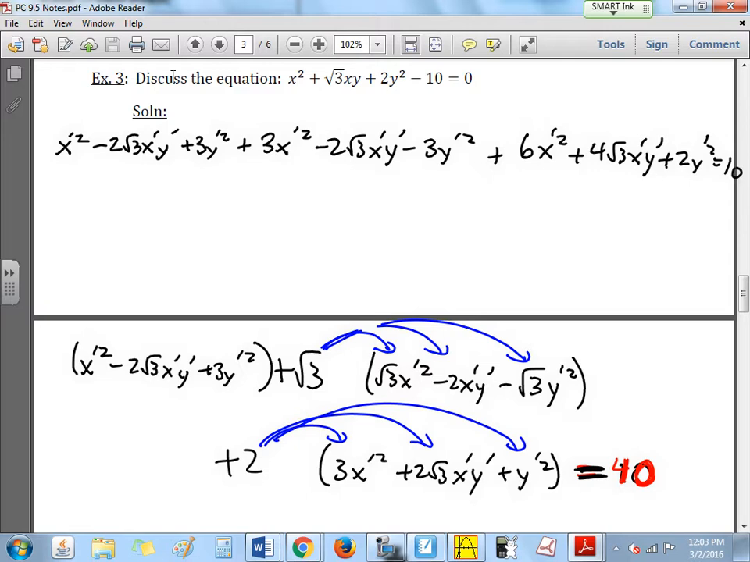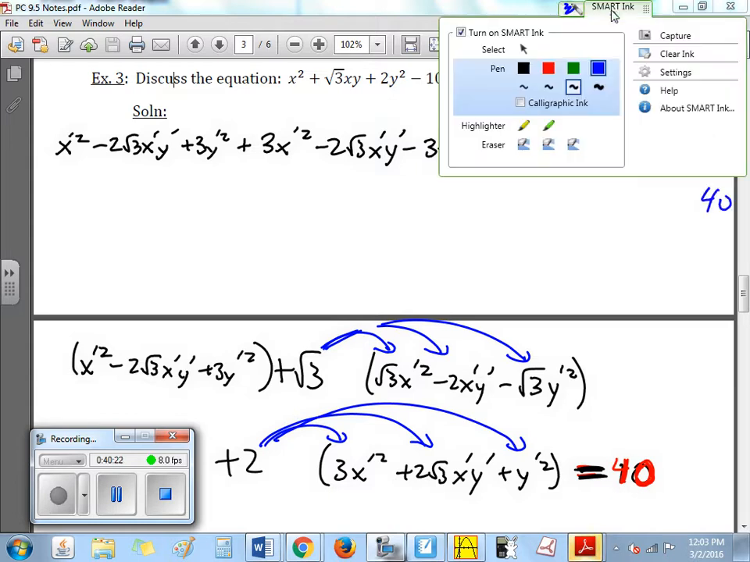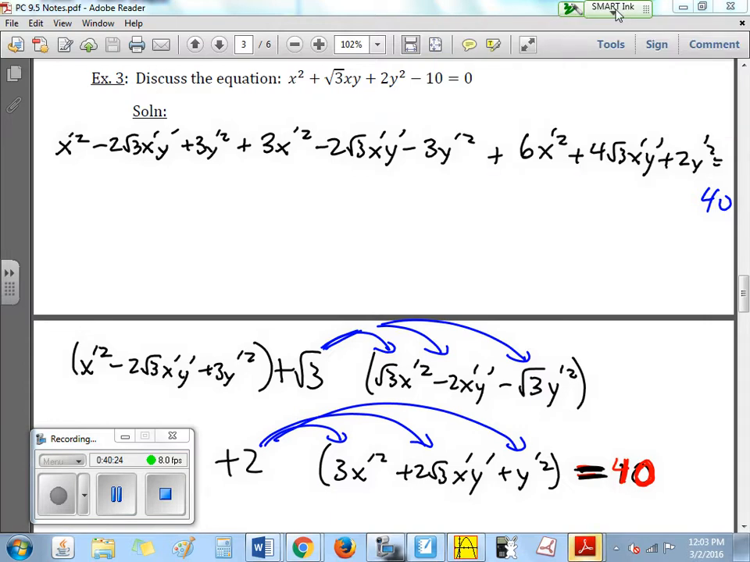I must have made a mistake because some hands popped up. So let me catch my error with the help of this. Yes, video watchers probably caught it too. Mr. Shor meant to write a 40 there. Thank you. Okay, so watch this. This is the cool part and the rewarding part because you know you did it right if this happens. If your bully disappears, you know you did this right. We've got a negative 2 rad 3 x prime y prime, another negative 2 rad 3 x prime y prime, and there's a positive 4 rad 3 x prime y prime. And that bully is gone.